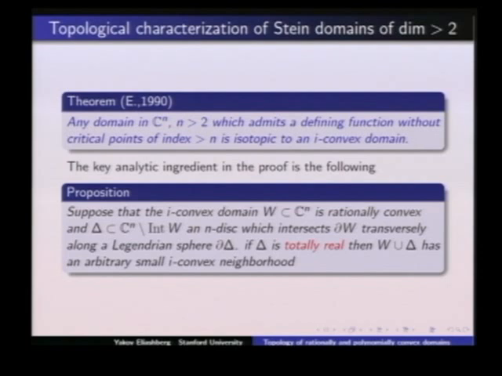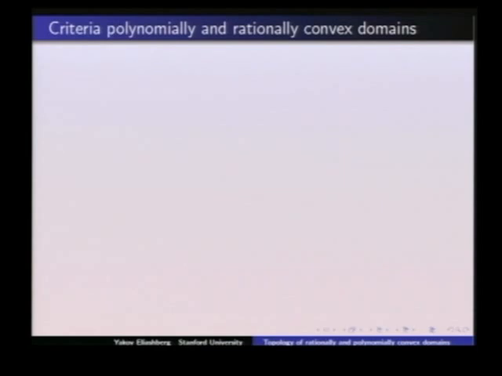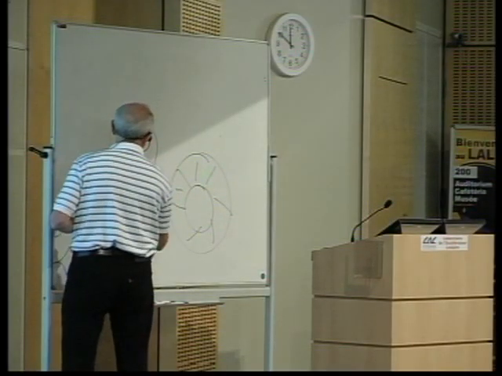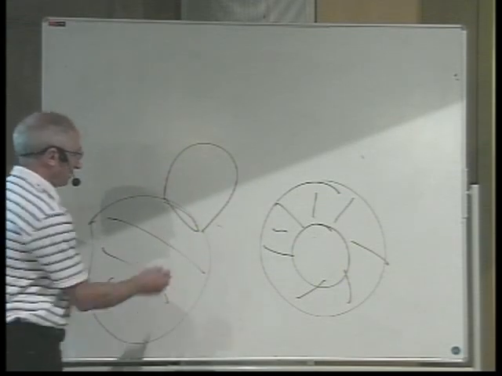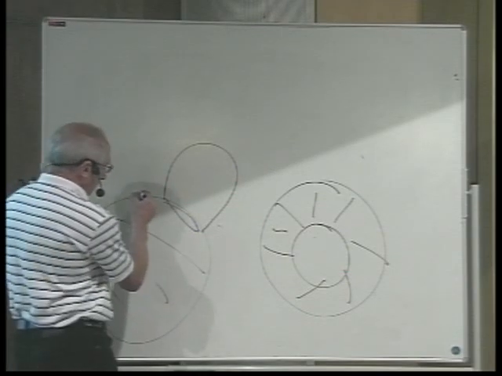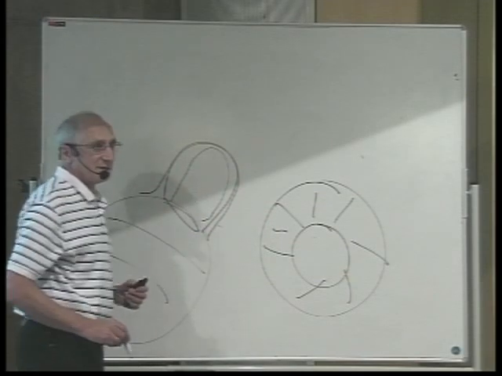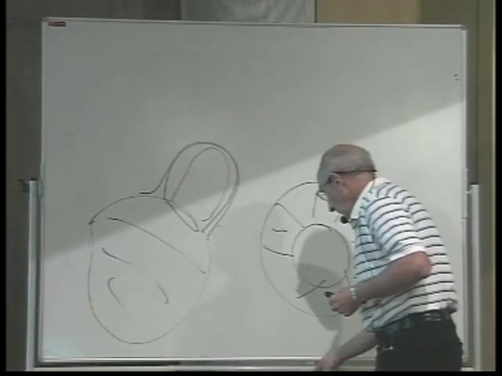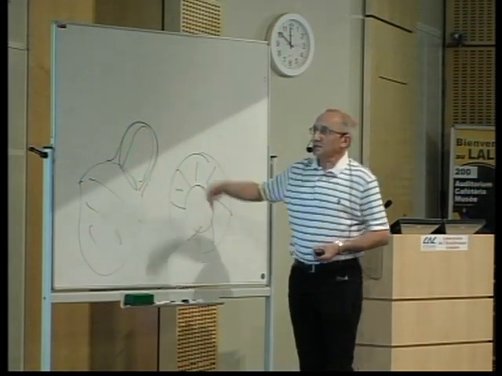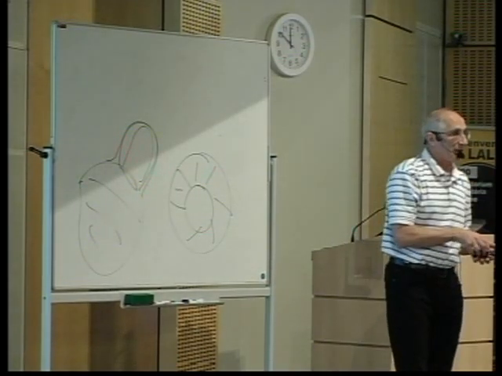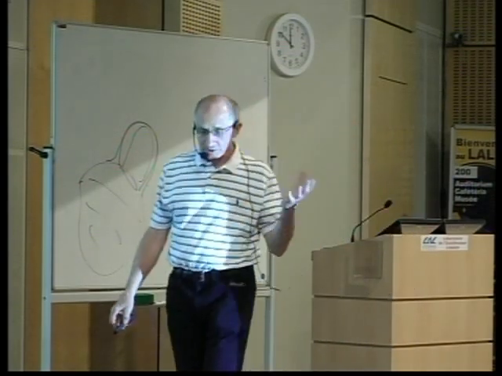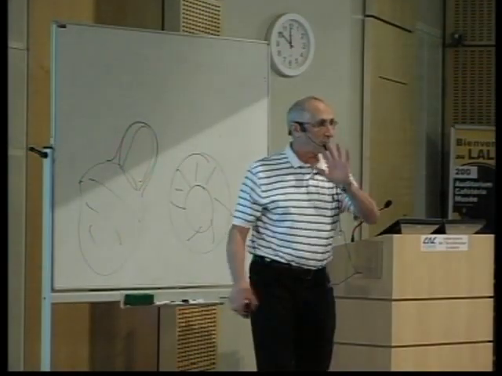The key analytic ingredient in the proof is the following proposition: if you already have a Stein domain, and we have this picture, which was actually on the previous slide, but let me draw it again. You have this Stein domain with some J-convex boundary, and then you attach any totally real disk along a Legendrian boundary. Then this union has arbitrarily small neighborhoods which are again Stein domains. So in order to construct a Stein domain, you just need to be able to construct this totally real manifold with Legendrian boundary. And there is a Gromov h-principle for these totally real embeddings, and this then answers the question.